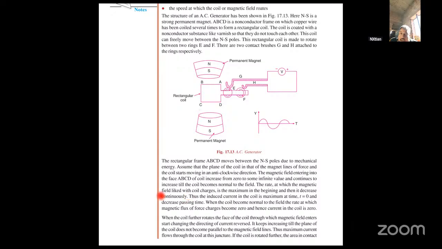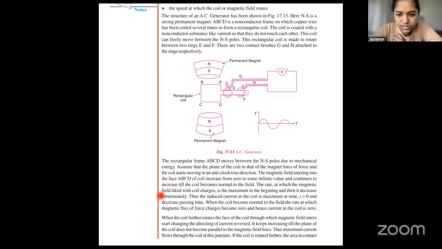Jashan. When the coil becomes normal to the field, the rate at which the magnetic flux of force changes becomes 0, and hence the current becomes 0.